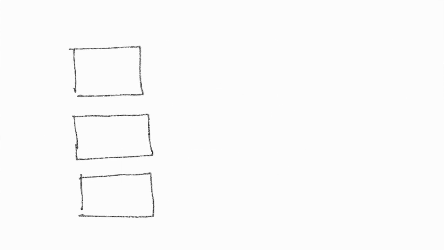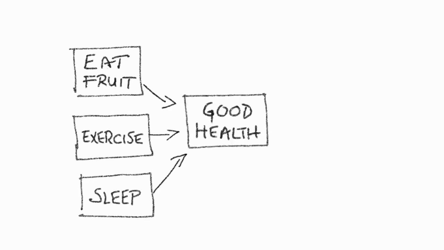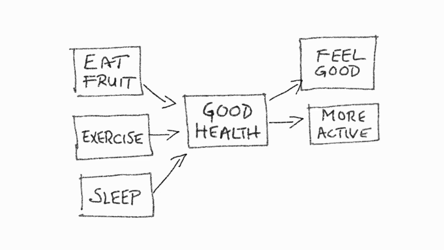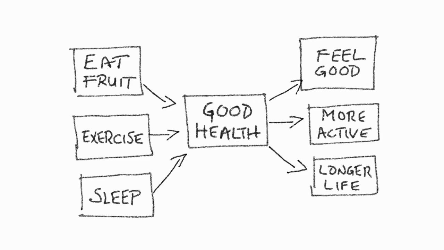For example, when we say an apple a day keeps the doctor away, we are really thinking about the causes and effects for good health. Students learn to use the multi-flow map to show what causes influence good health and the multiple effects.